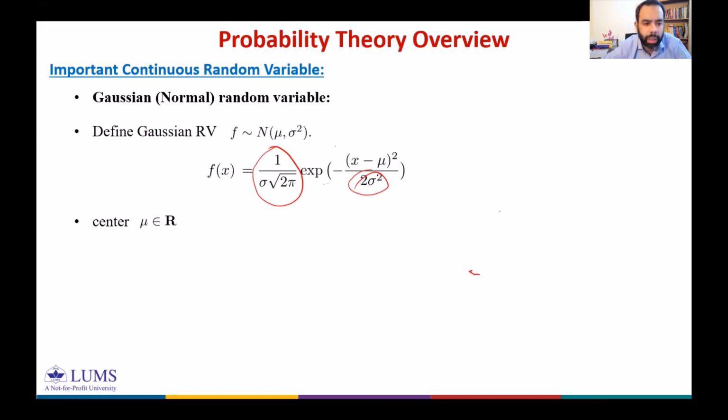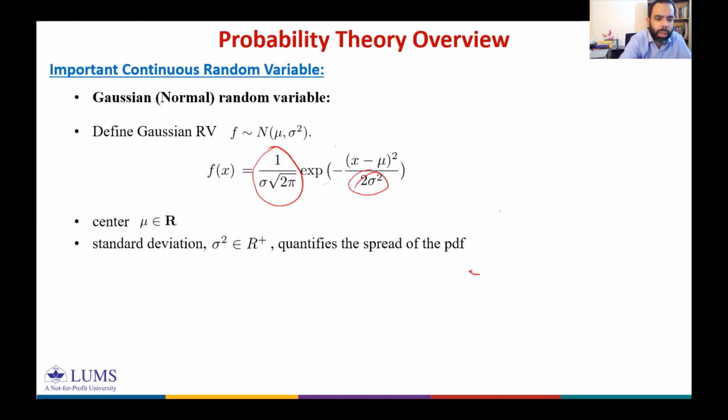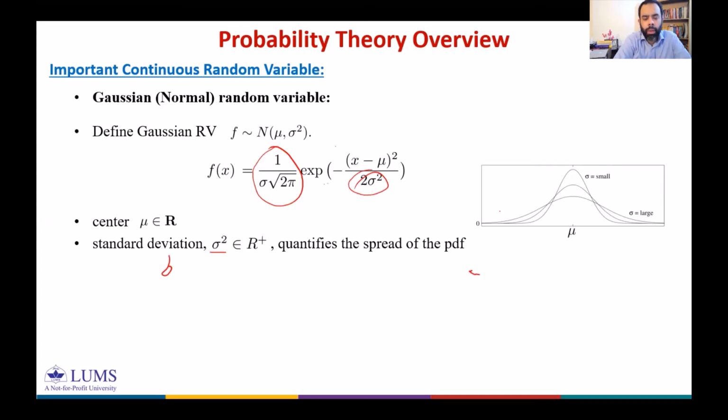So mu is called the center or mean, and mu can be any real number. And the standard deviation is sigma, so sigma square is the variance. This standard deviation defines the spread. It quantifies the spread of the distribution around the center. Right? So this is x here, and mu is the center of the distribution. And for smaller values of sigma, you get a more peaky curve and less spread relative to when sigma is large. Right. So this was a Gaussian random variable.